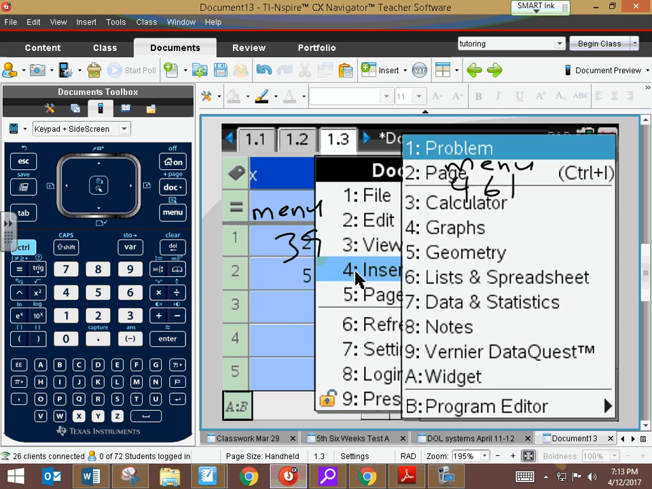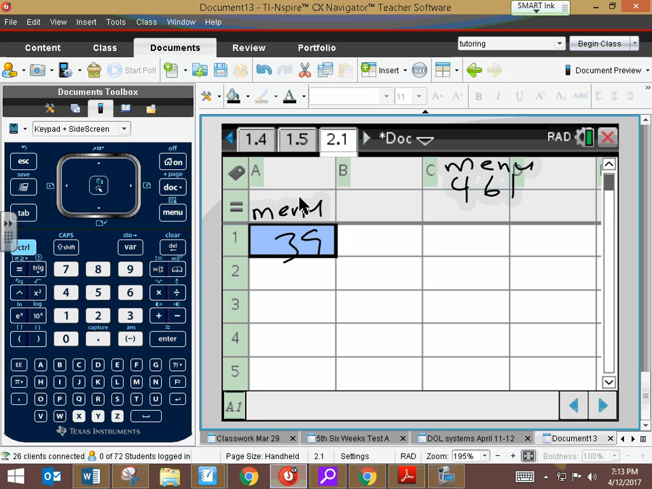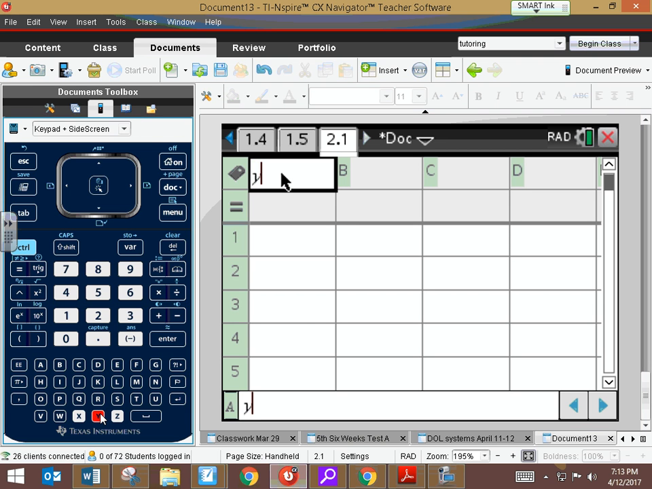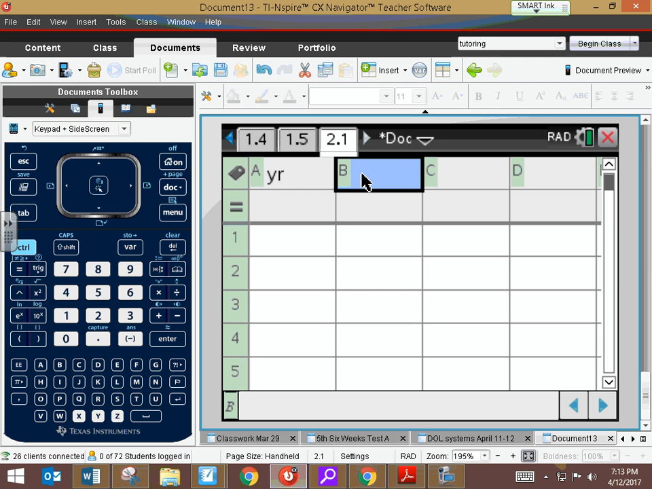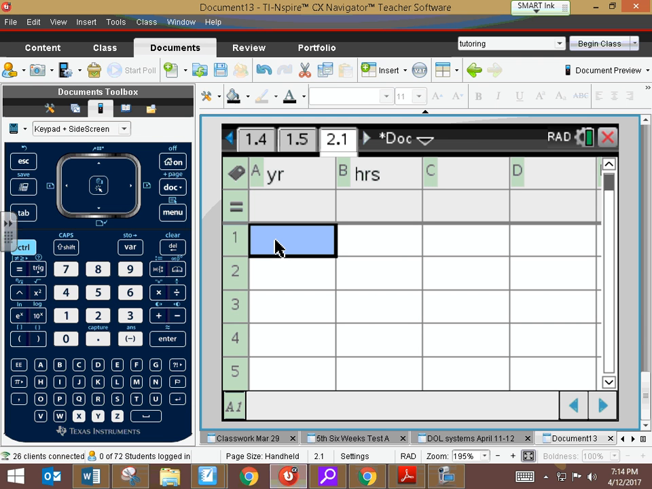Doc 4, 1, and then lists and spreadsheets. That way I don't get any weird X business. Let me get rid of this. All right, let's go ahead and put in our years. I'll just use YR for that, and I use HRS for home runs. Looks like hours, doesn't it?